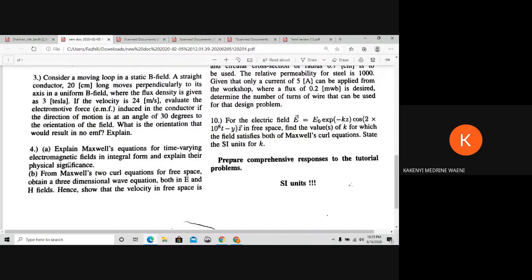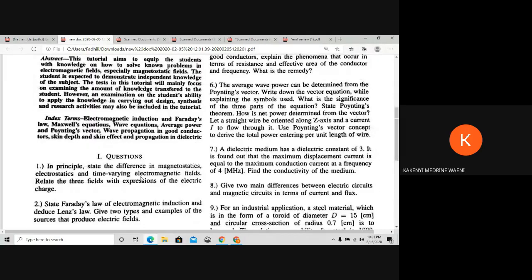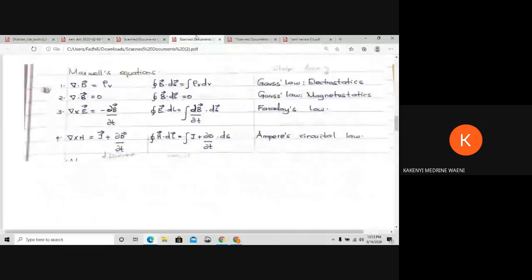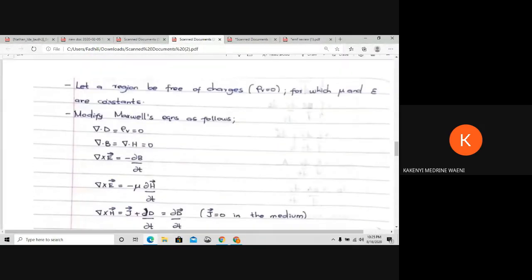Now B, from Maxwell's equations for free space, obtain a 3D wave equation both in E and H field, hence show that the velocity in free space is given as 3 times 10 to the power 8. Yes, here it is. So let a region of free space be free of charges for which mu and epsilon are constant. So modify Maxwell's equations as follows.